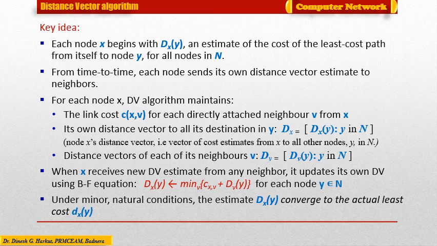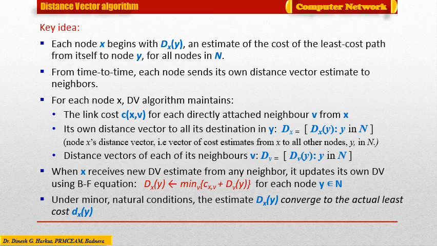For each neighbor node V, the cost c(X,V) from X to directly attached neighbor V. Node X's distance vector, that is Dx = [Dx(y) for all y in N], containing X's estimate of its cost to all destinations y in N, and the distance vector of each of its neighbors V, that is Dv = [Dv(y) for all y in N] for each neighbor V of X.